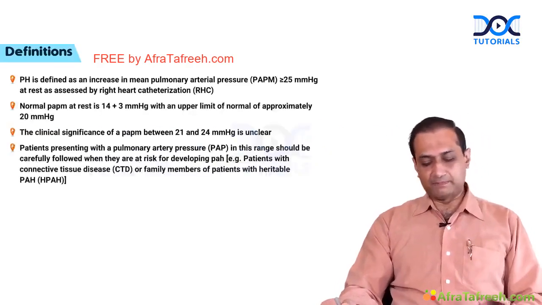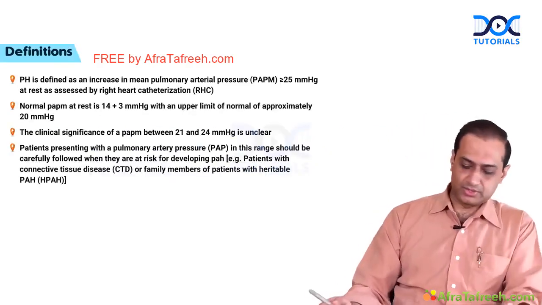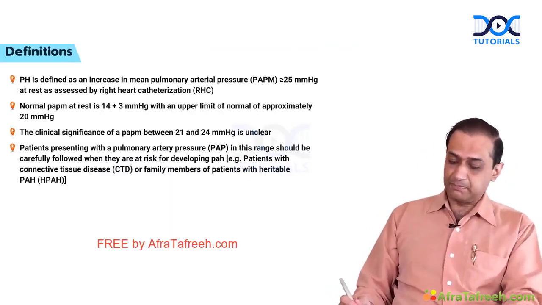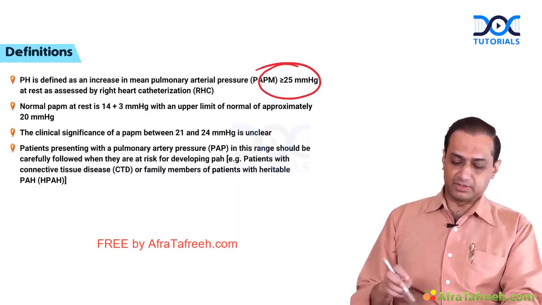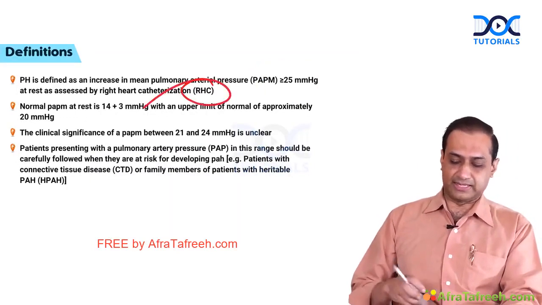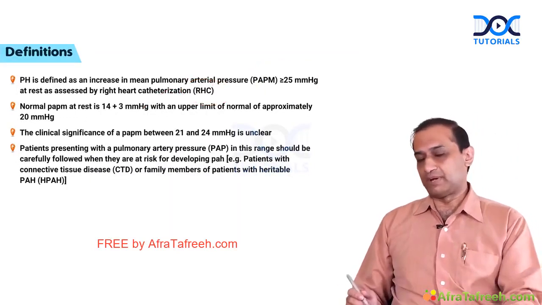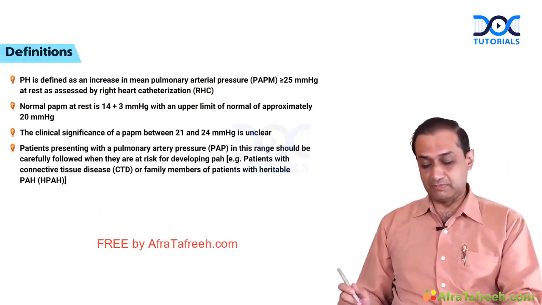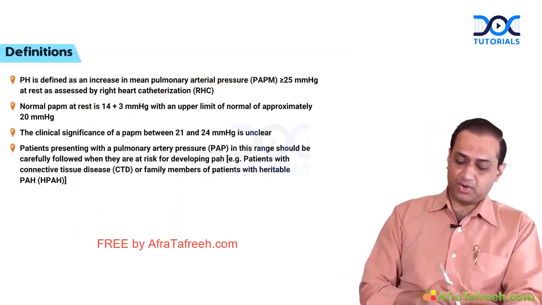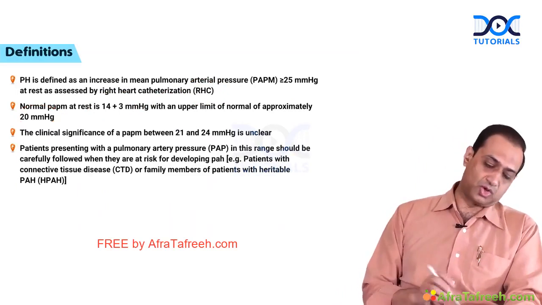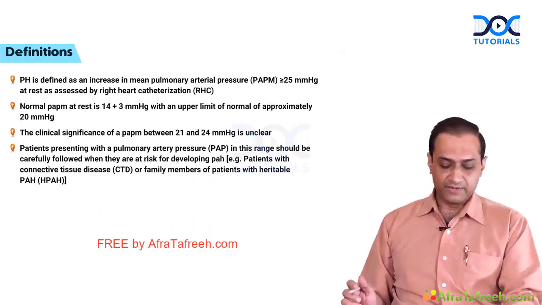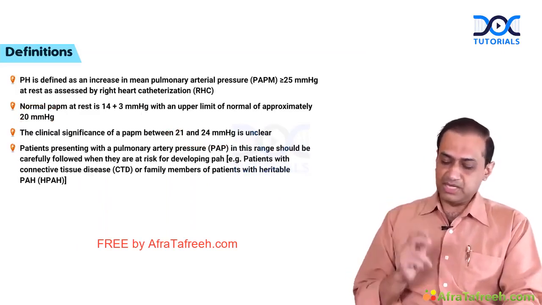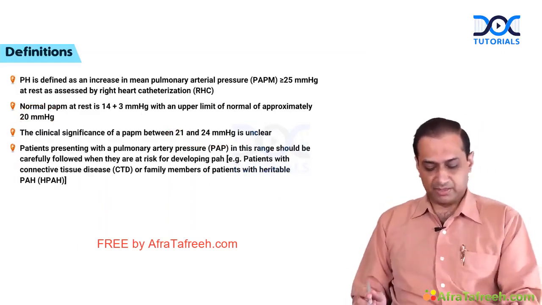So pulmonary hypertension is defined as a mean PA pressure of more than 25 millimeters of mercury at rest on right heart catheterization. Normally pulmonary pressure is 14 plus or minus 3 millimeters of mercury, with an approximate upper limit of 20. So normally 20 is the cutoff. The clinical significance between 20 to 24 is unclear, but a mean of 25 is considered pulmonary hypertension.